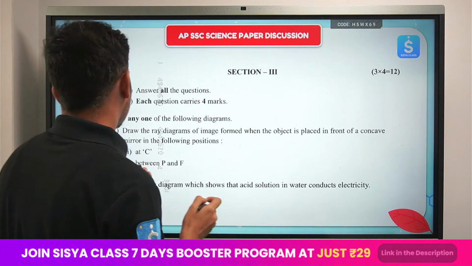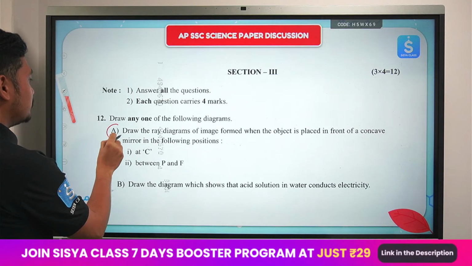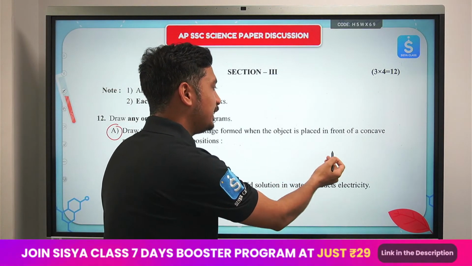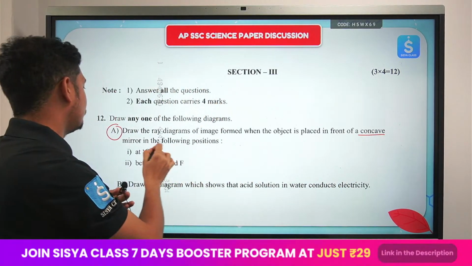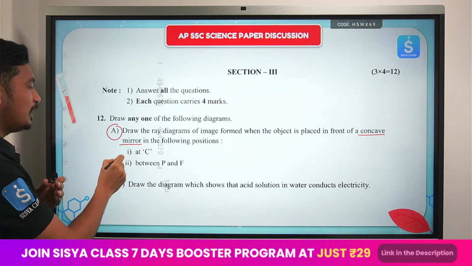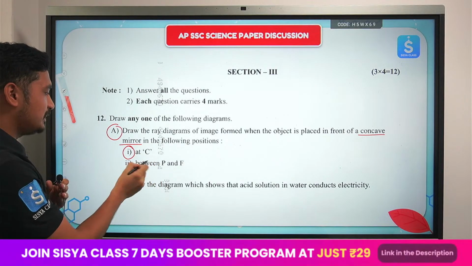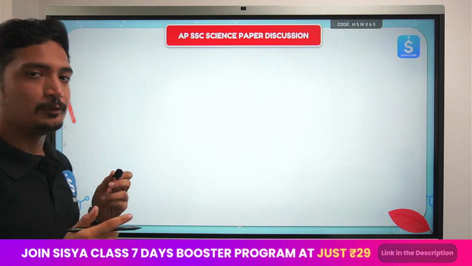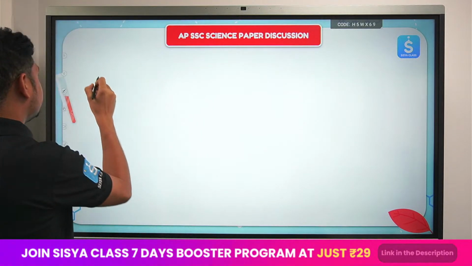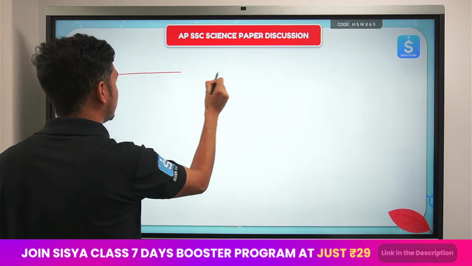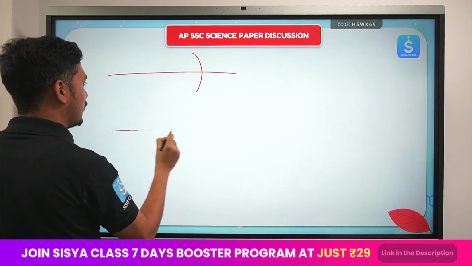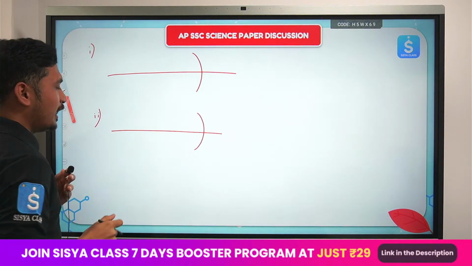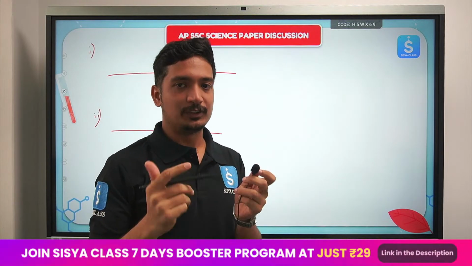Now in this case, the very first question is: draw the ray diagram of the image formed by an object placed in front of a concave mirror. So we have a concave mirror over here and two different conditions, at C and at P and F. Okay, so let me move to the next slide, and here I will be solving it. So we have a concave mirror. I'll make two concave mirrors. This is for answer A and this is for answer B. And you might have used some proper instruments to create your diagrams.